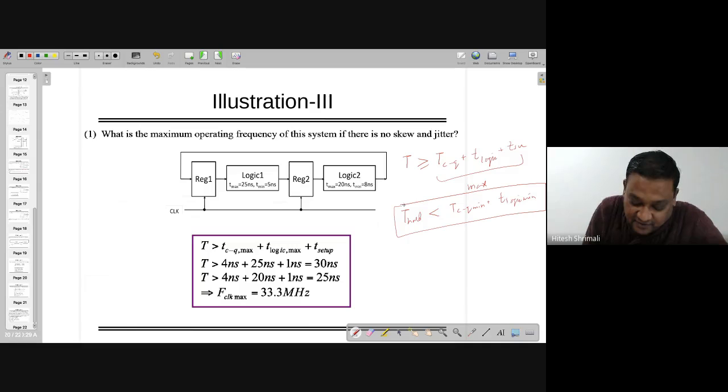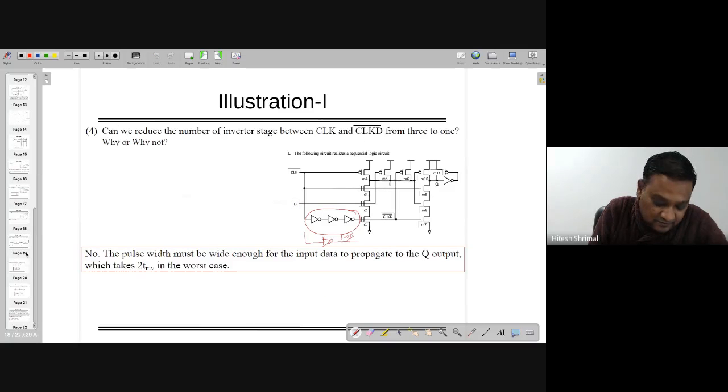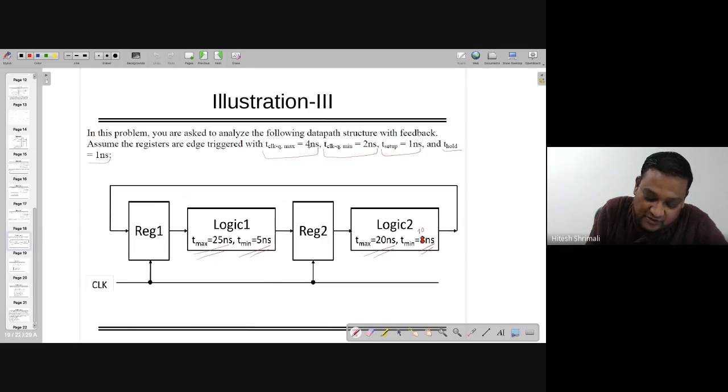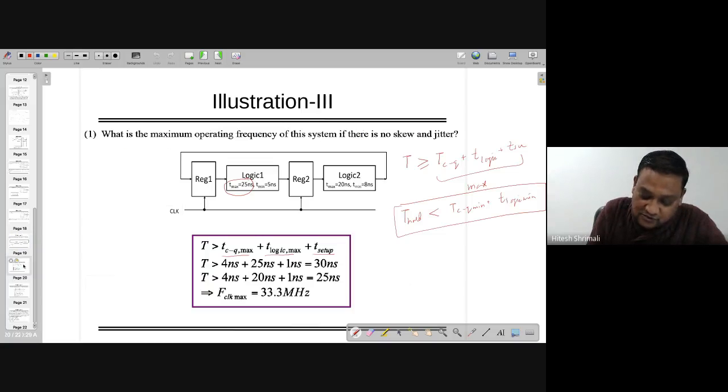So these two are the standard equations. In that case, TCQ max, T logic max, and T setup. Setup is already known to me, it's 1 nanosecond. T logic max is already given to me, it's 25 nanosecond. And TCQ max, which was given as part of this example, is 4 nanosecond. If you make the total, it's giving 30 nanosecond for the first one. So the requirement of the clock with the logic 1 and register 1 is derived as 30 nanosecond.